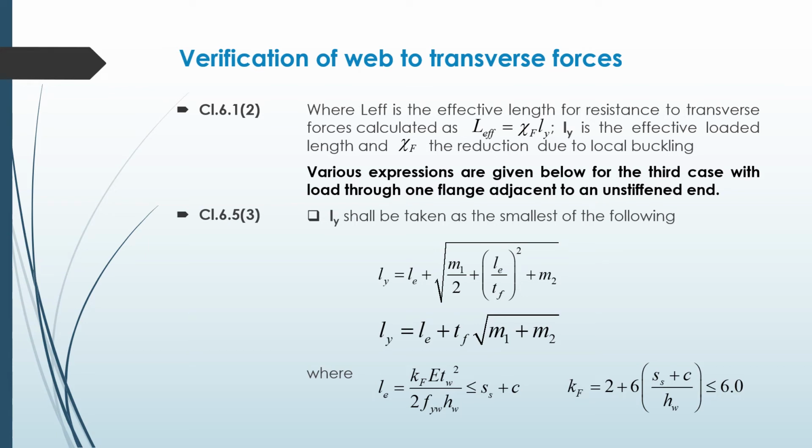Clause 6.5.3 says Ly shall be taken as the smallest of the following, that is Ly is equal to Le plus square root of m1 by 2 plus of Le by Tf the whole square plus m2. That's the first equation for Ly. And the second equation is Ly equal to Le plus Tf into square root of m1 plus m2. Please remember that all the expressions given in this presentation for Ly and L effective are applicable only for the third case, wherein the load is transferred through one flange adjacent to an unstiffened end.